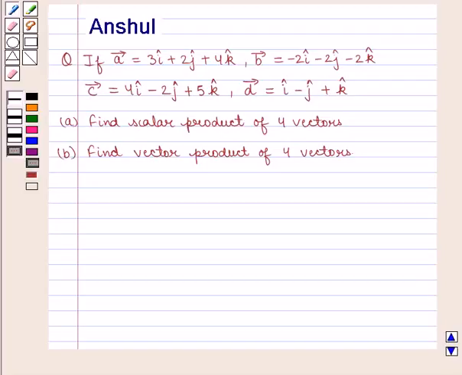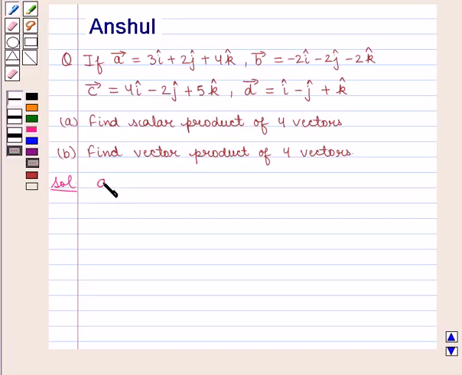In this session, we are going to discuss the following question, which says that if vector A is equal to 3i cap plus 2j cap plus 4k cap, vector B is equal to minus 2i cap minus 2j cap minus 2k cap, vector C is equal to 4i cap minus 2j cap plus 5k cap, vector D is equal to i cap minus j cap plus k cap. A. Find scalar product of 4 vectors. B. Find vector product of 4 vectors. Let us proceed with the solution.